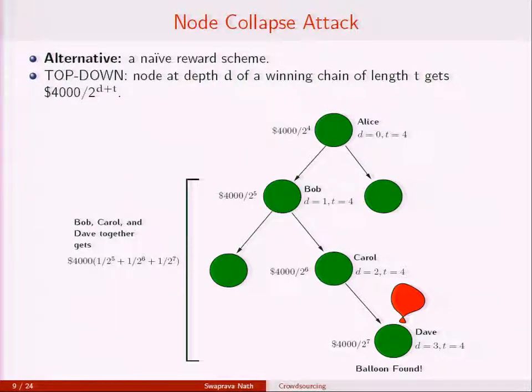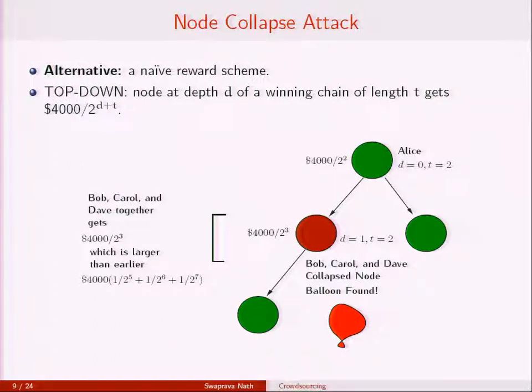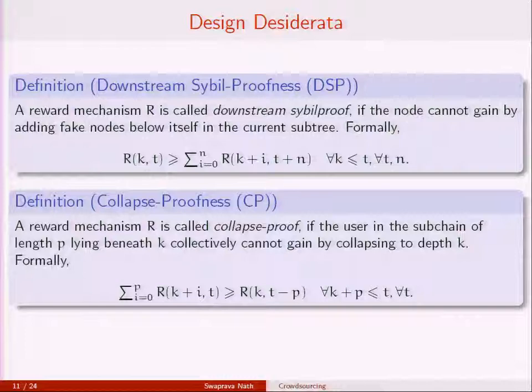Now consider Bob, Carol and Dave together. The total amount of money that they are going to get now is less than if they collapse to a single node and actually report the location of the balloon. This problem is called the node collapse attack. In fact, this is the problem that we have noticed in our work. The purpose of crowdsourcing is not just to get the answer, it also wants to know which network gave the answer. So the network structure is hidden here. We don't want Sybil attacks, and we don't want node collapse attacks. So now the question is, let us put down what are the desired properties that we want.